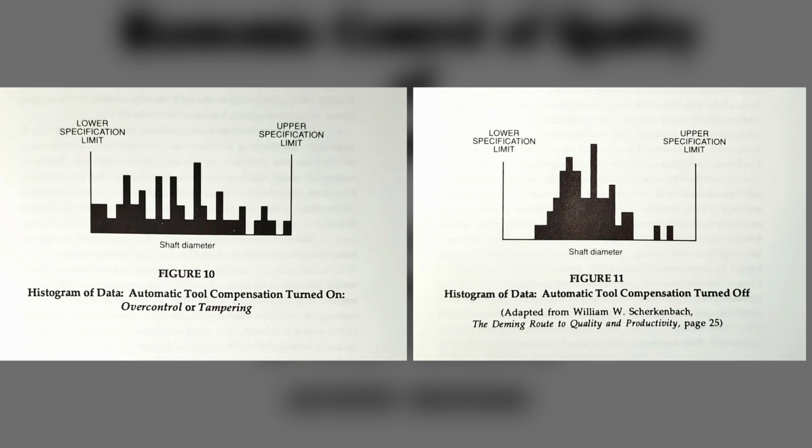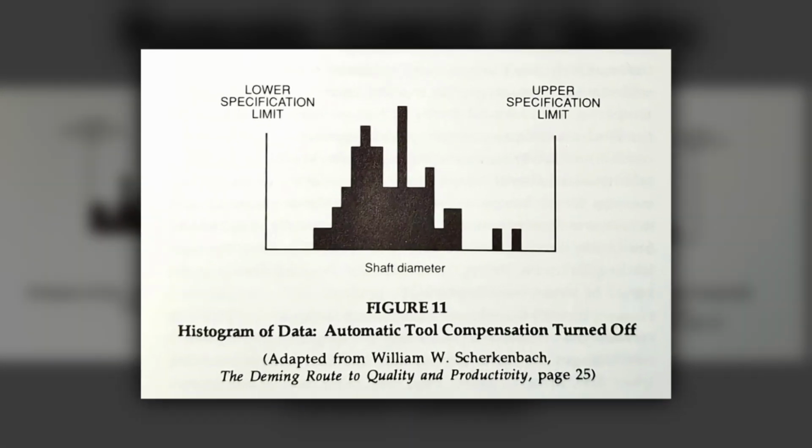One day, a statistician suggested that they take another set of 50 readings with the compensation device turned off. Here's the result: reduced variation and therefore better quality. The compensation device was tampering with a process that was actually already stable. This leads us to our first mistake: treating a fault or a complaint, a mistake, an accident as if it came from a special cause, when in fact there was nothing special about it. It was just random variation due to common causes.